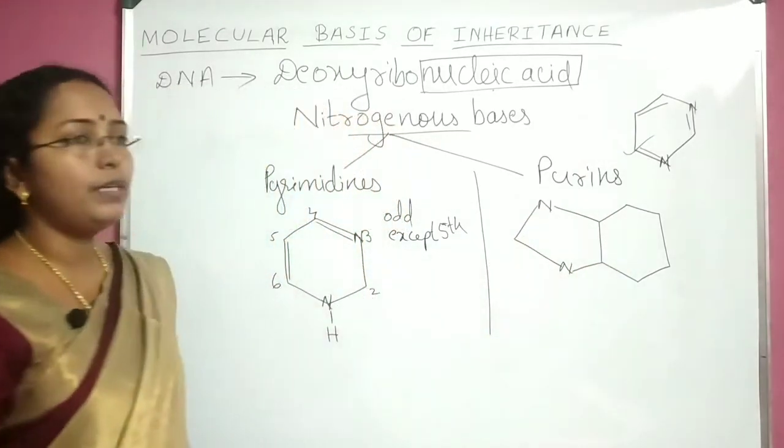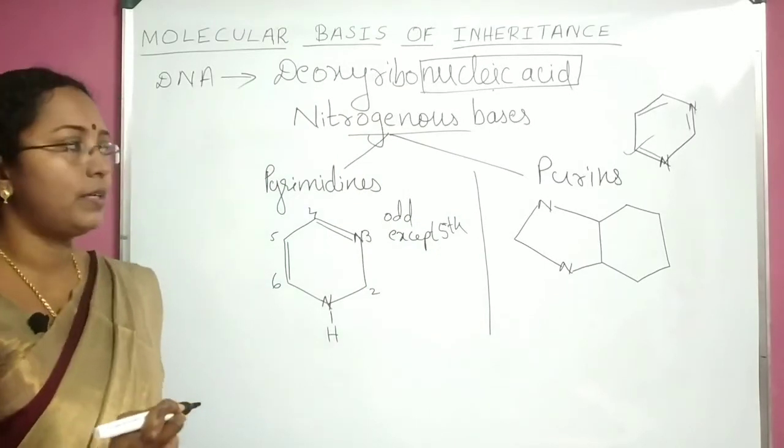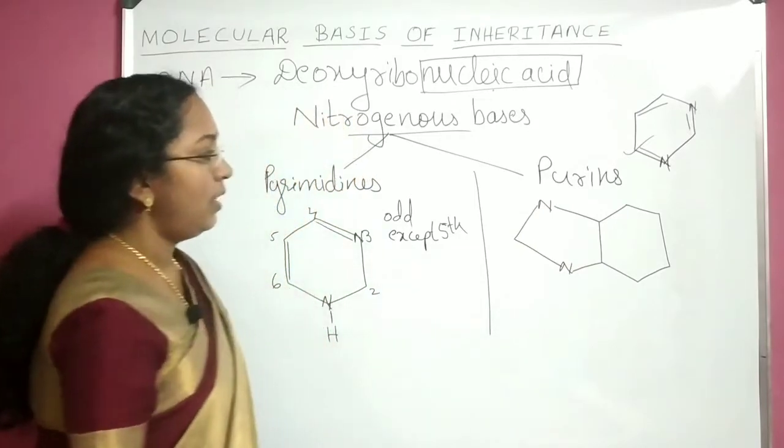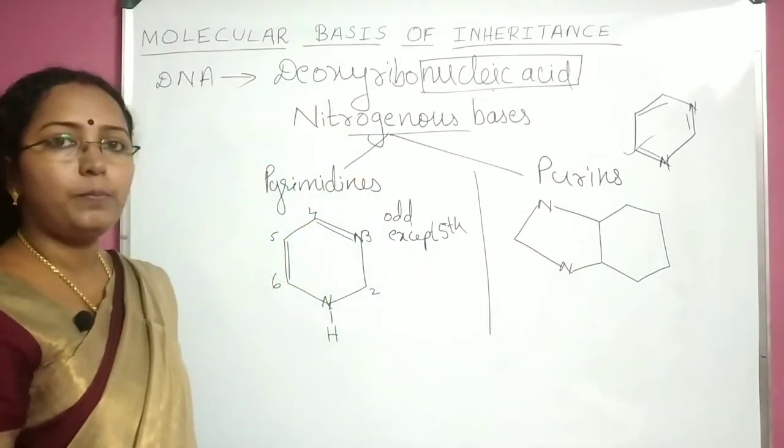A 6-membered ring is fused with the 5-membered ring. And I have put nitrogen here and there. Isn't it? Now it's not complete. The structure is not complete.